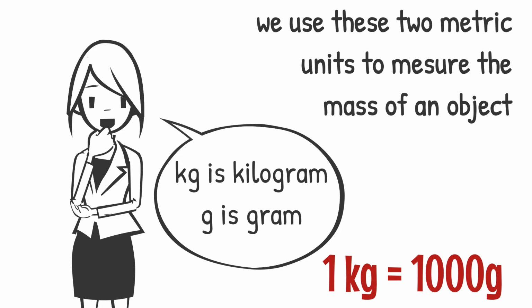Okay, dear, let me help you. kg and g are metric units we use to measure the mass of an object. kg is kilogram and g is for gram. Usually, we use kilogram to find the mass of heavy objects, and we use gram to find the mass of a light object. Also, 1 kilogram equals 1000 gram.